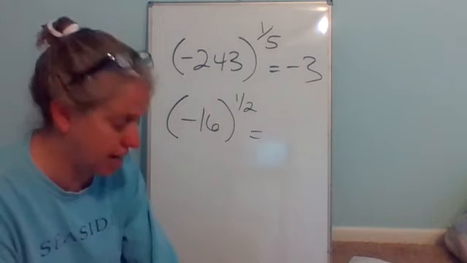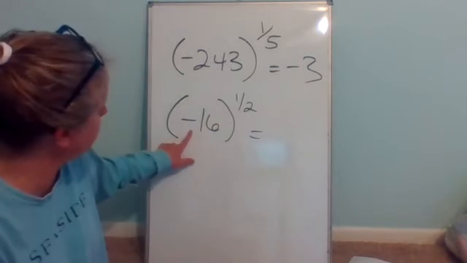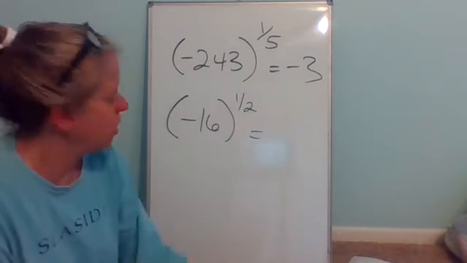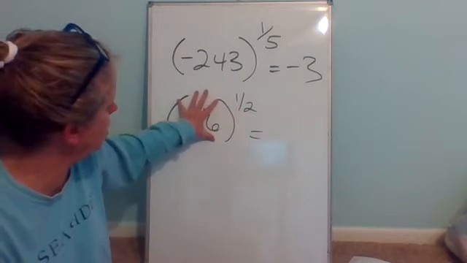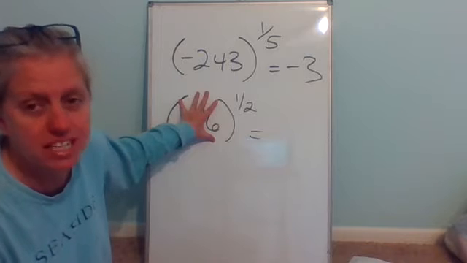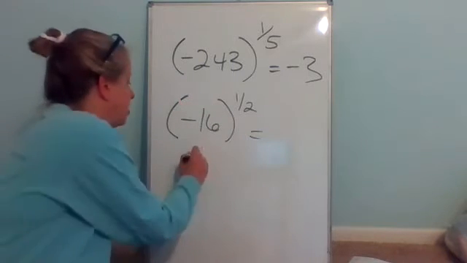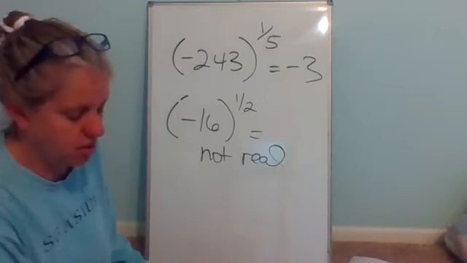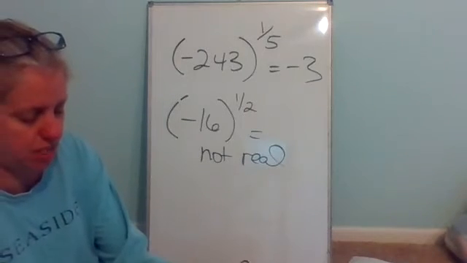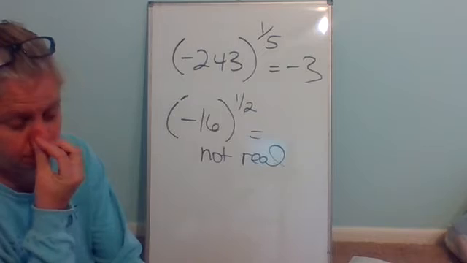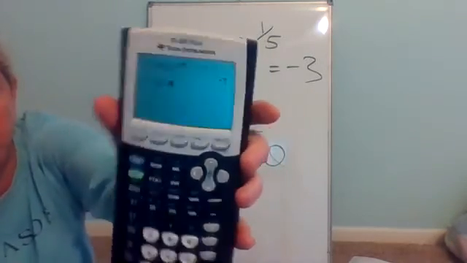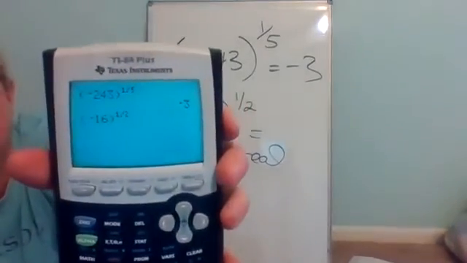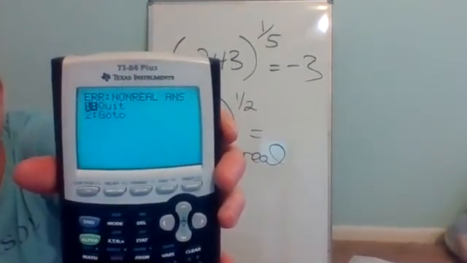Just like I was talking about on the last one, this is number 6. You have negative 16 in parentheses to the 1/2 power. In other words, you're taking the square root of negative 16. What is that going to give you? Even if you put it in your calculator, it's going to tell you not a real number, right? Because if you type in negative 16 in parentheses, raise it to the 1/2, so go up into your exponent, 1 divided by 2, right? It'll tell you not real.